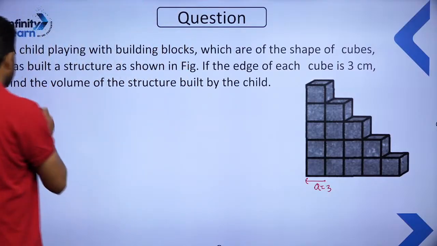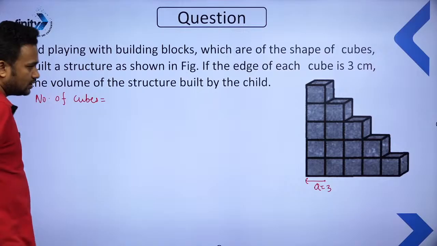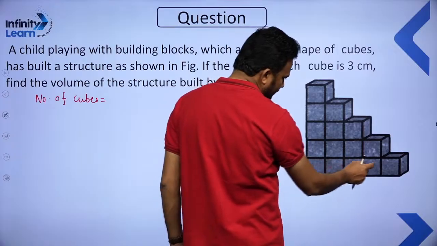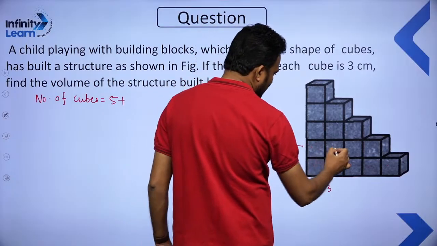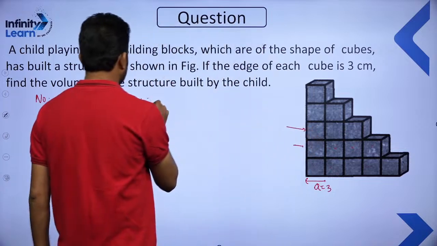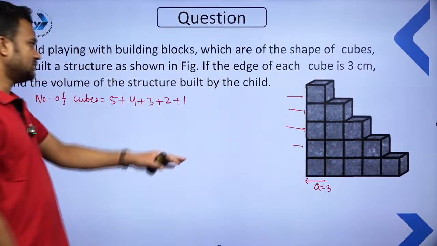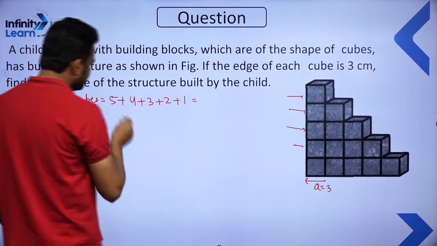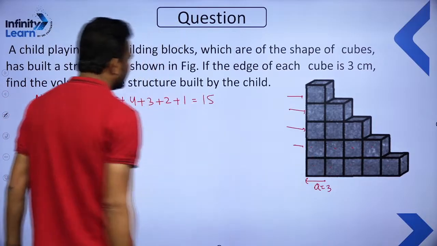So how many cubes are there, guys? Number of cubes. So let us count it layer wise. So in the bottom layer, how many cubes are there? 1, 2, 3, 4, 5. So 5. Then the next layer, 1, 2, 3, 4. Then third layer, 3. Then 2. Then 1 at the top. So this is the total number of cubes that is used, right? Okay. Now let us add them. So 5 plus 4 is 9, 9 plus 3 is 12, plus 2 is 14, plus 1 is 15. So the number of cubes is 15.